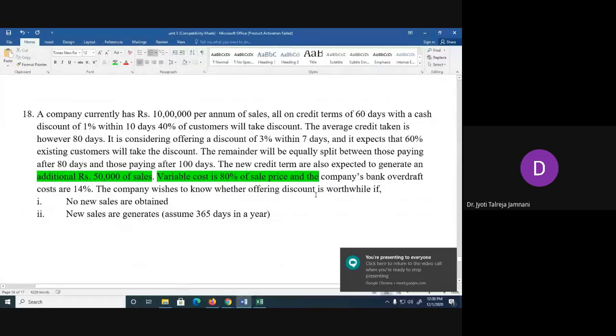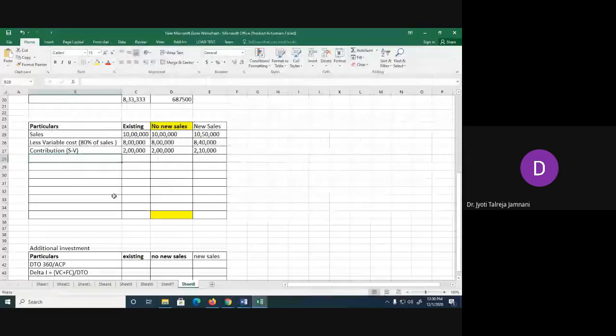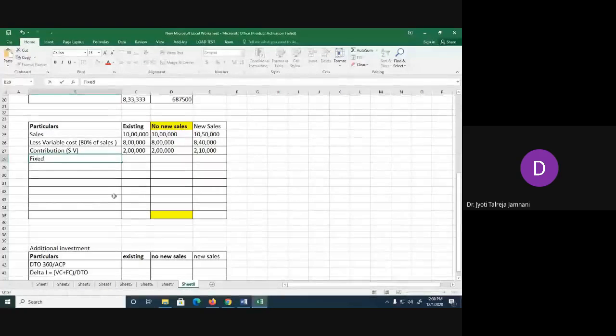Now we'll see what is the fixed cost given. If they mention anything about fixed cost anywhere, we'll just check it. Company currently has 10 lakh 60 days with a cash discount. The average credit taken is 80 days. It is considering offering a discount of 3% within 7 days. No, they have not mentioned fixed cost anywhere. So we don't have the value of fixed cost. So fixed cost, we'll write it: less fixed cost as 0, 0.